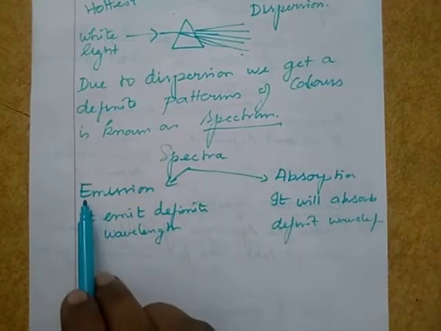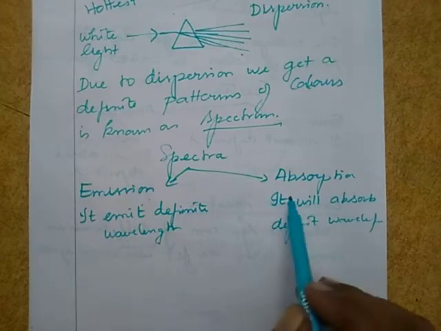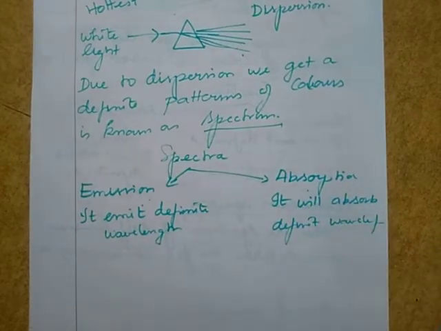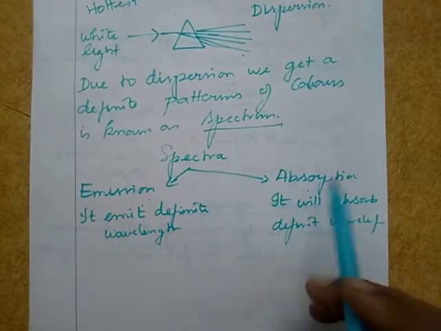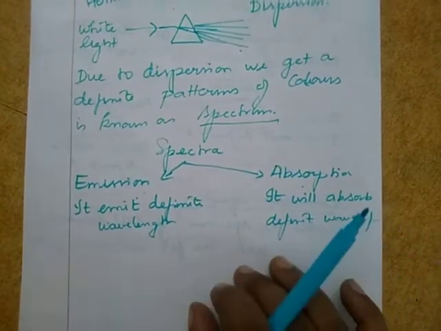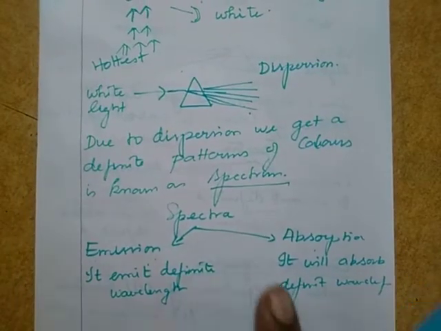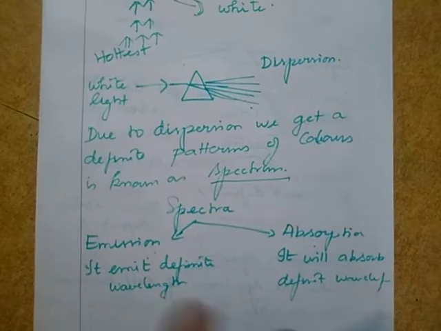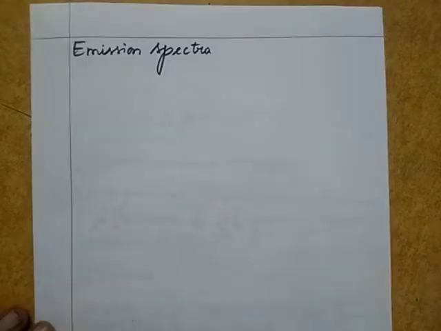Here this spectra is a characteristic of the source, and it is a characteristic of the absorbing substance. We need to know once again, spectrum is the one that is delivered from the prism. First let me see what is emission spectra.